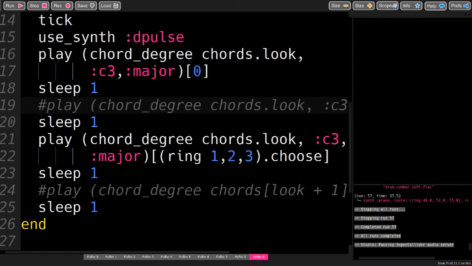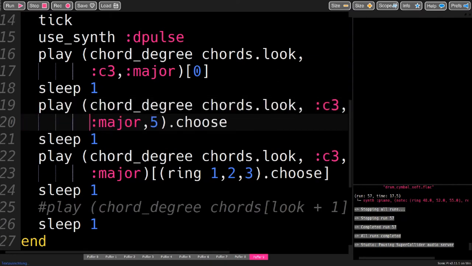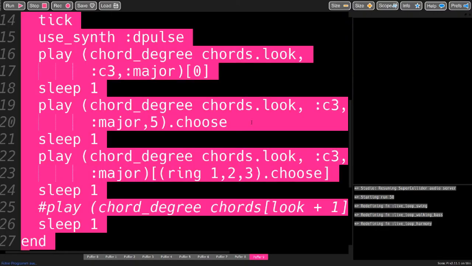The second note that the walking bass plays has a little more freedom. And again, this uses the chord degree function, and the last parameter, this 5 here, means that this chord now includes the root, 3rd, 5th, 7th, and 9th. And now it sounds like this.